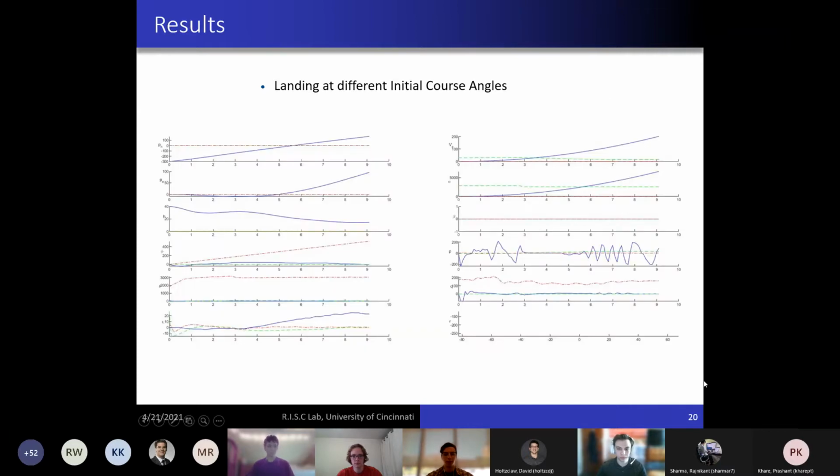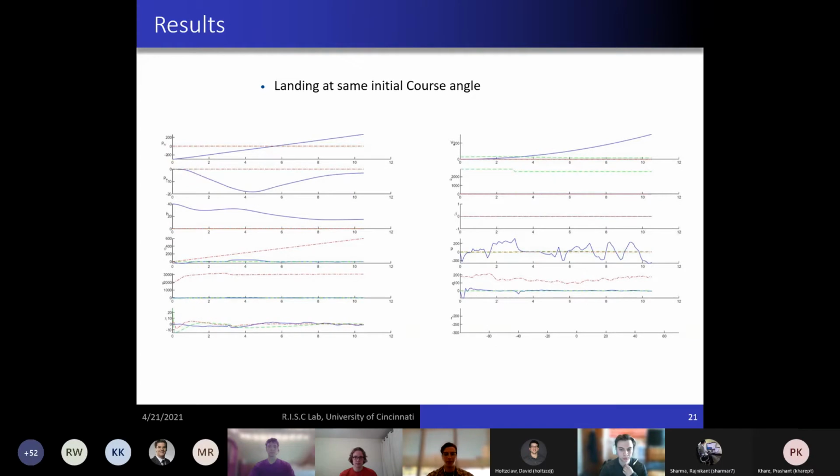Here we have a snip of our plots from landing at different initial course angles. As you can see, our height, course, and theta graphs track well. We do have some steady state error, and some of the graphs look a little off just because we had trouble getting those to track the proper variables. And then here are our plots for landing at the same initial course angle. Again, you can see that our height, course, and theta do track well with some steady state error. And again, some plots are slightly off due to having trouble tracking those variables properly.